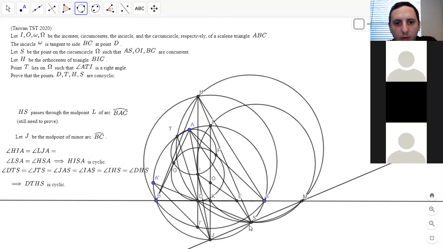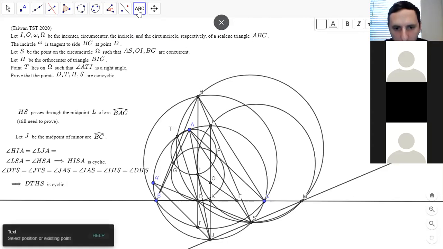So we have DHS equals KLS, and both KL and HD are parallel. So HLS is collinear. Where L is the midpoint of this arc BAC? Yes. Okay, so we define L to be the intersection of those two circles, right? Is basically what you're saying, right? Yes.